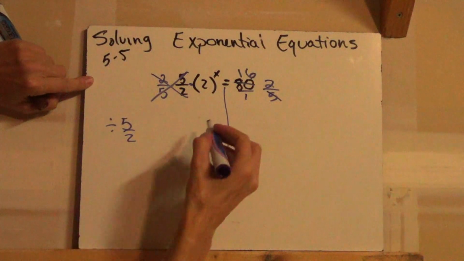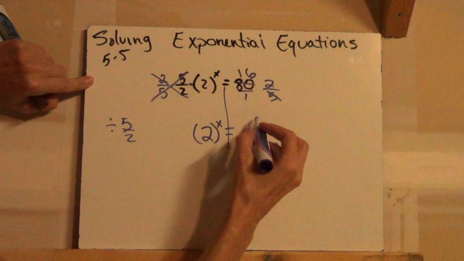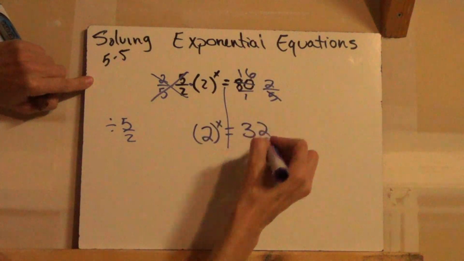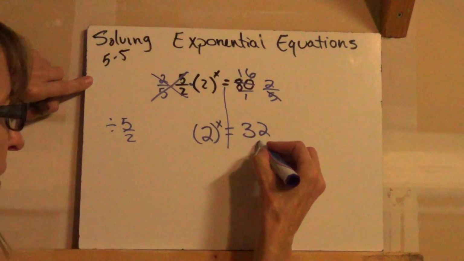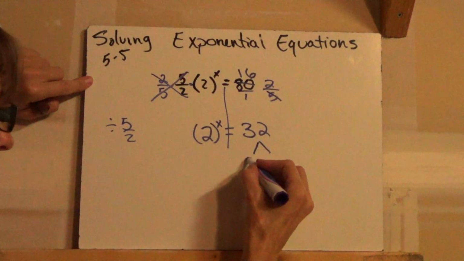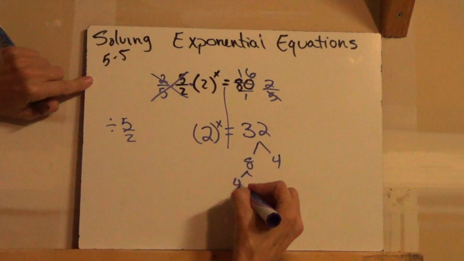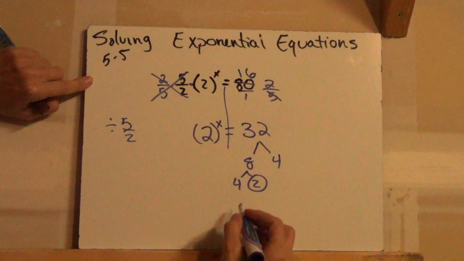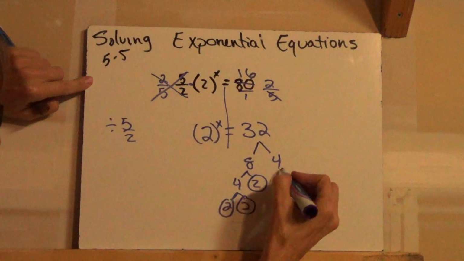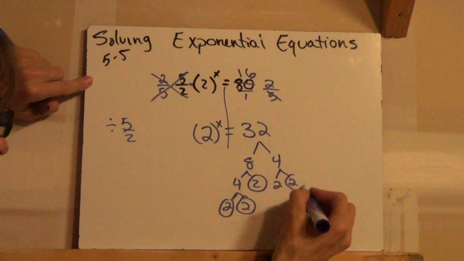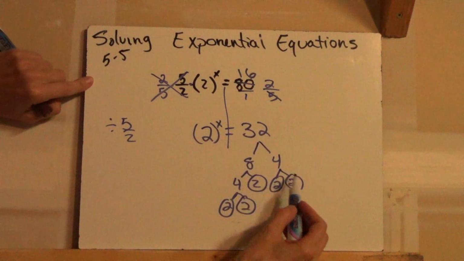5 will go into 80 16 times. Now we have 2 to what power equals 16 times 2, which is 32. Well, that means we need to find how many 2's multiply to equal 32. You need to start breaking it down. You might say 8 and 4. You could break down in a lot of ways there. 8 breaks down to 4 and 2. Circle that 2. 4 breaks down to 2 and 2. Circle that. And this 4 needs to break down to 2 and 2. How many 2's multiply to equal 32? 1, 2, 3, 4, 5.